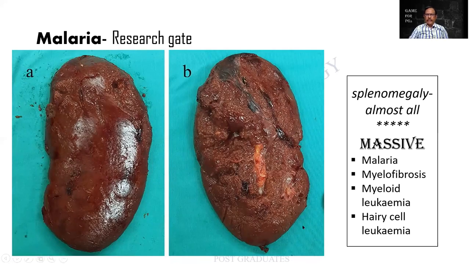My professor of medicine, Dr. M.S. Ramchandran, used to say, remember the 3 M's: malaria, myelofibrosis, myeloid leukemia. In addition, hairy cell leukemia is one of the favorite choices. Please do remember. But then you find that there can be a splenomegaly in almost any condition. Do not give typhoid as a cause. There will be a splenomegaly, but not conspicuous.